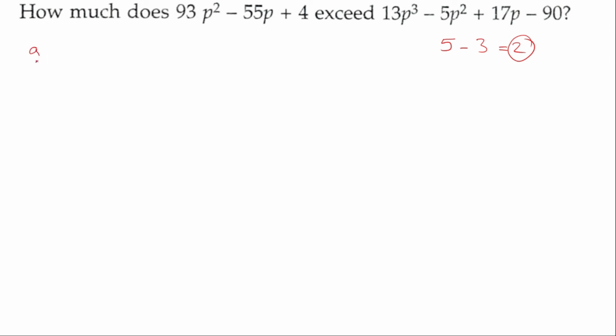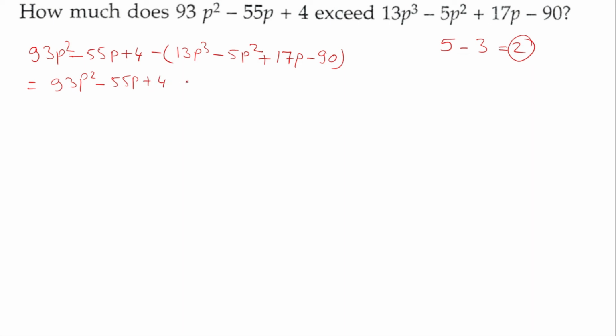So 93p square minus 55p plus 4 minus 13p cube minus 5p square plus 17p minus 90, or 93p square minus 55p plus 4 minus 13p cube plus 5p square minus 17p plus 90.